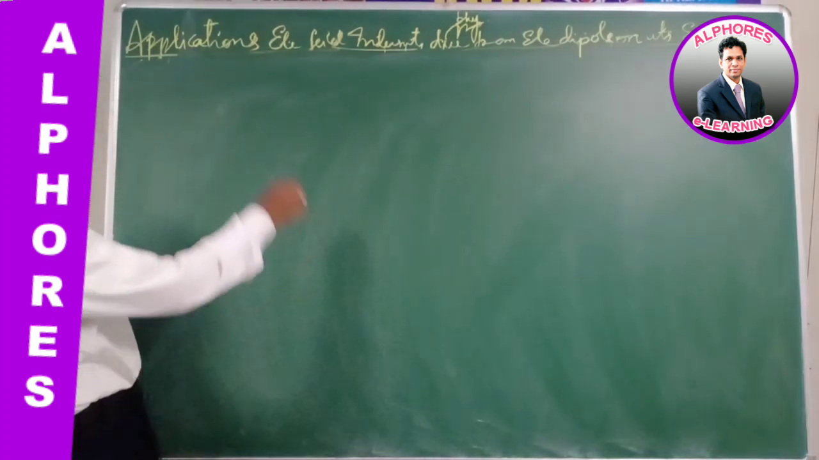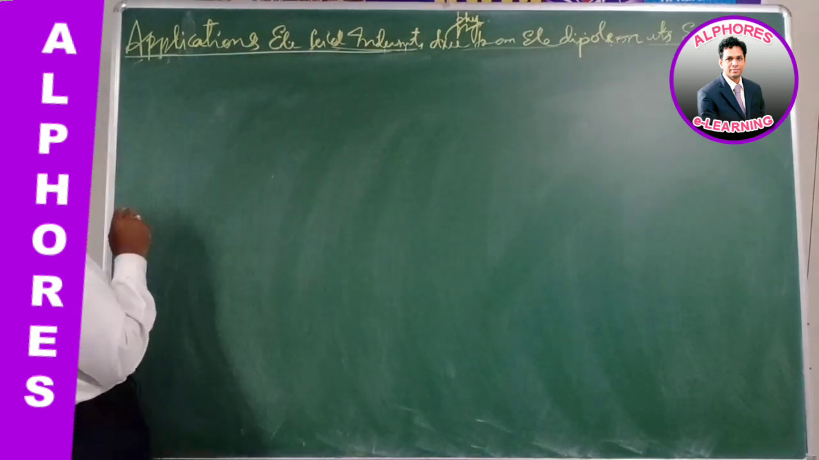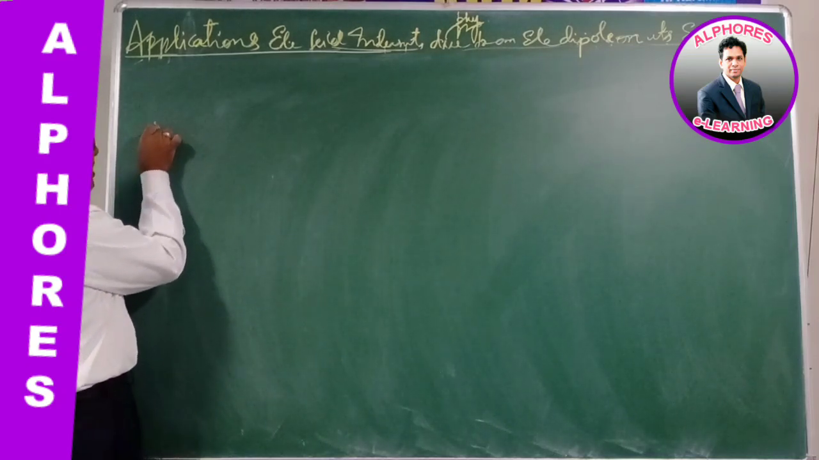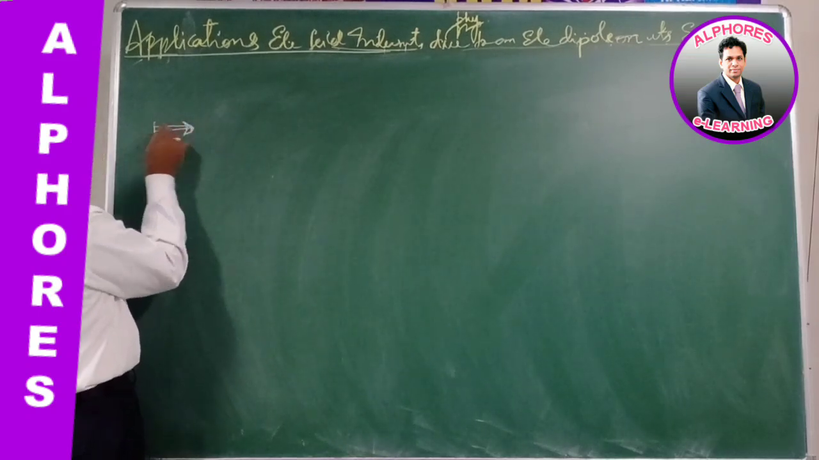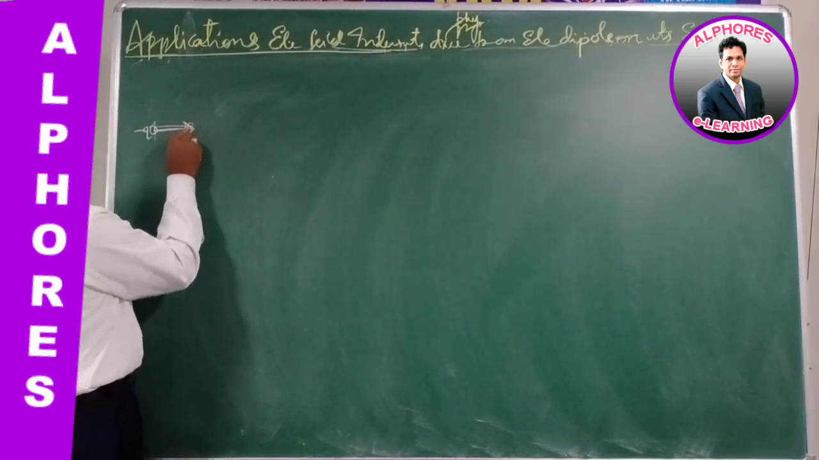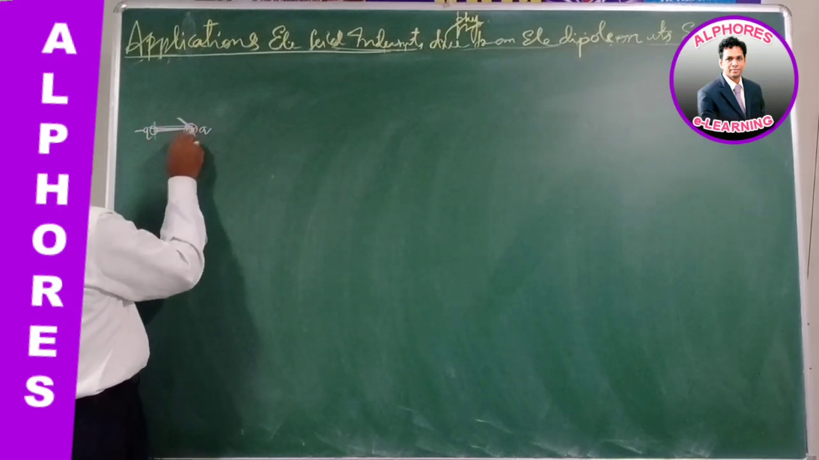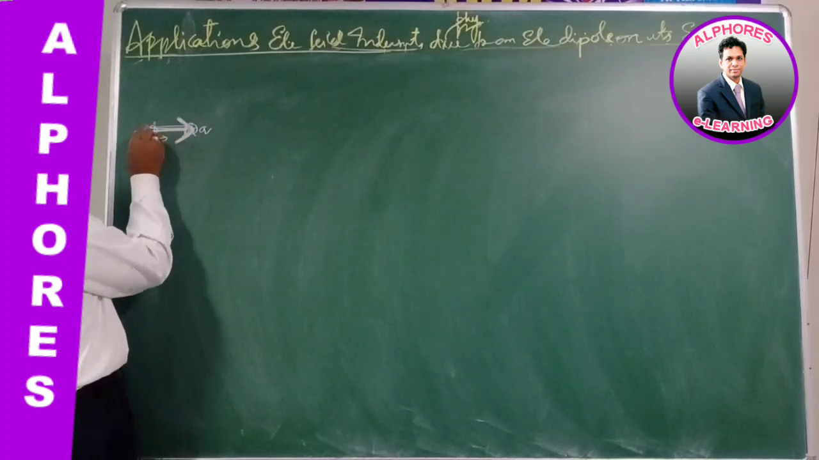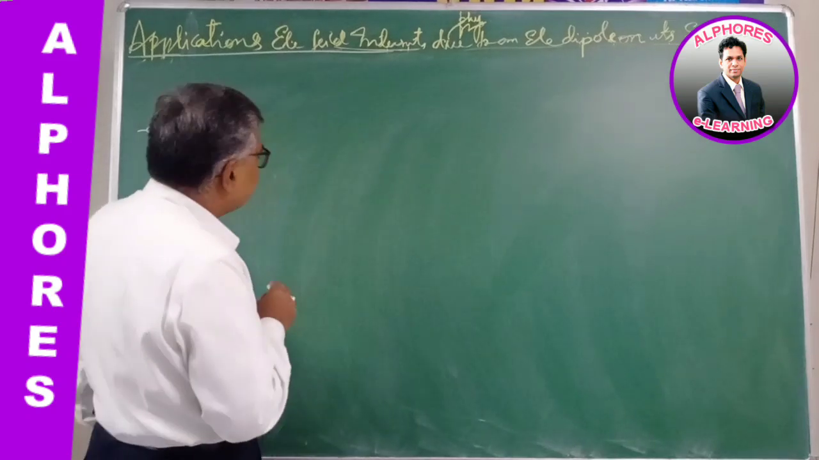Now, an application of this electric field intensity on the equatorial line. The question was given like this. Imagine a short electric dipole like this, represented by a bold arrow, here it is minus q and here it is plus q, and the direction of the electric field intensity is from minus q to plus q like this.